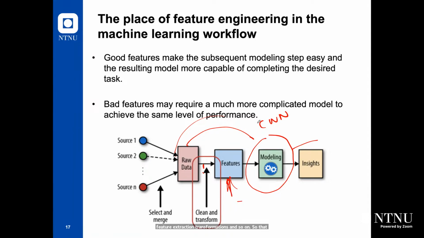Bad features may require a much more complicated model to achieve the same level of performance. It's very important to select features which are relevant to your problem. If you use something which is irrelevant, it will make your model confused. It will make lots of complication to your model. So it's much better to focus on feature selection and try to select something which makes sense to your problem.